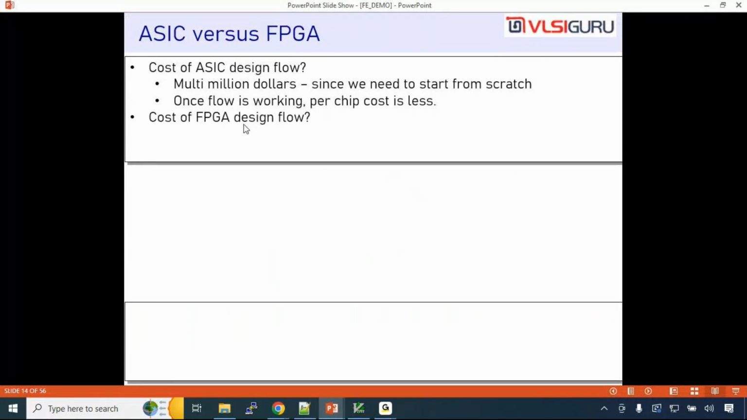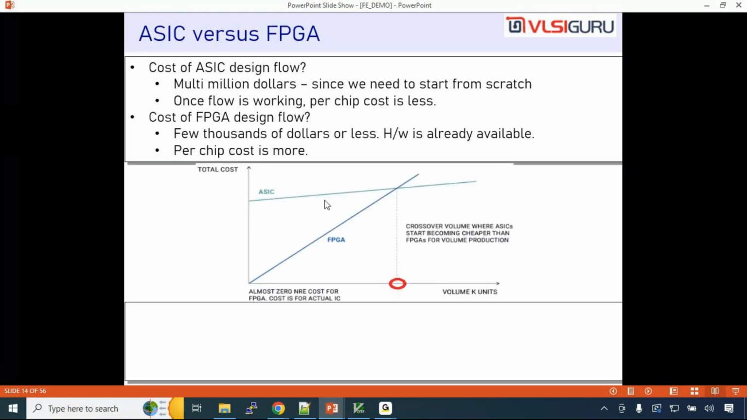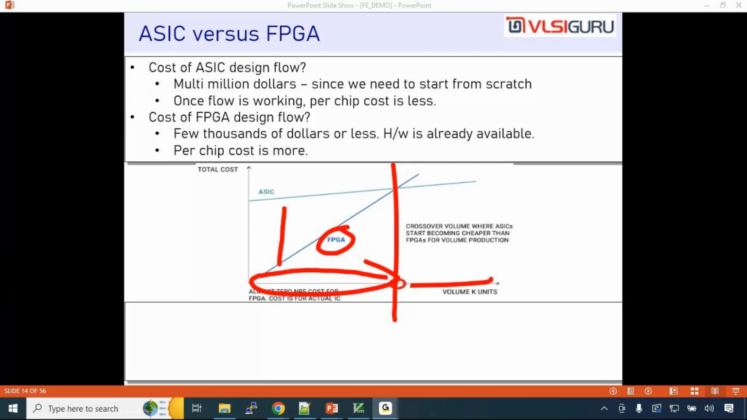Cost of FPGA design flow. Initially, it will be only a few $1,000 or maybe $1 lakh. Hardware is already available. Per chip cost is more. So it's like this. See, the graph is like this. Till some number, FPGA is better. The cost of FPGA will be lesser. Once you cross this number, FPGA will be more, ASIC will be less cost wise.